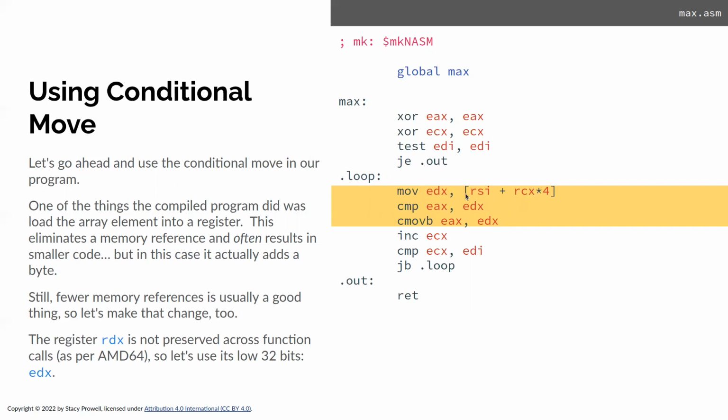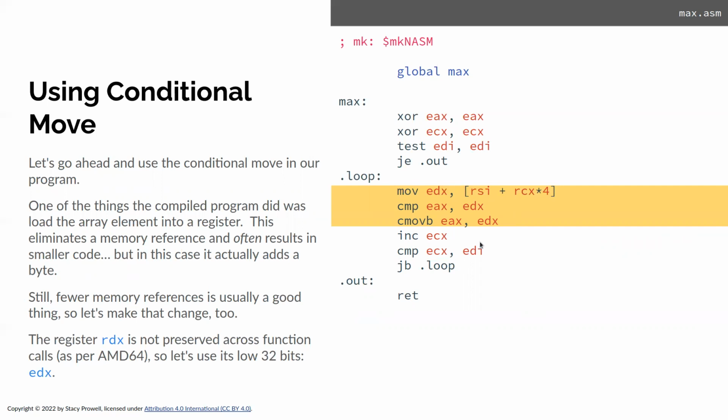So we'll do that. Then I just compare the max to that, and if the max is below that, then I replace it with the value in the array. Nice little tight code. Eliminated one of the branches. That's good. And the rest of it's the same as it was. So that's kind of neat.